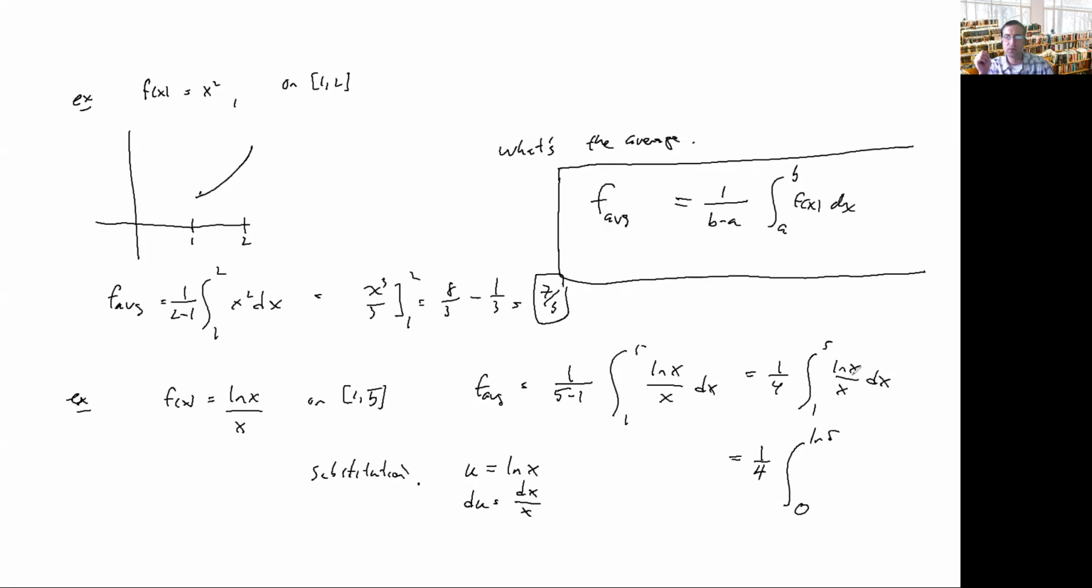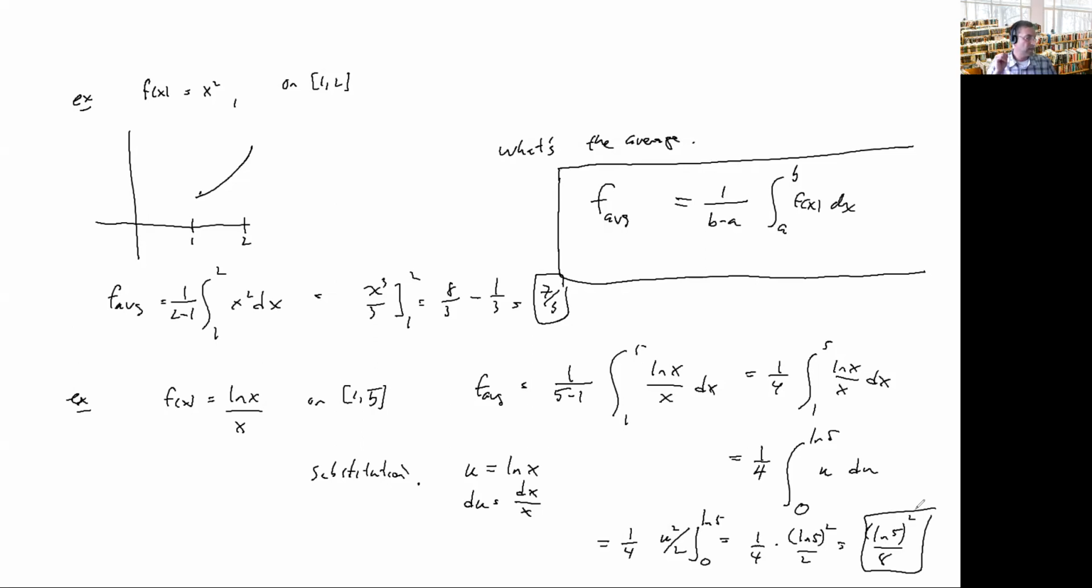And so then we have ln of x is u, and dx over x remaining is du. So it's u du. So we're now in a position to find the antiderivative, which is u squared over 2 from 0 to ln of 5. And we get a quarter times ln of 5 squared over 2, which is ln of 5 squared over 8, and that's the answer. So there you have it. That's the average value of a function.